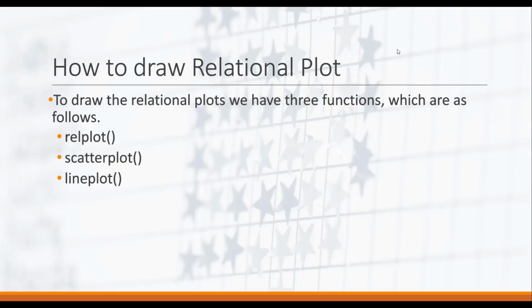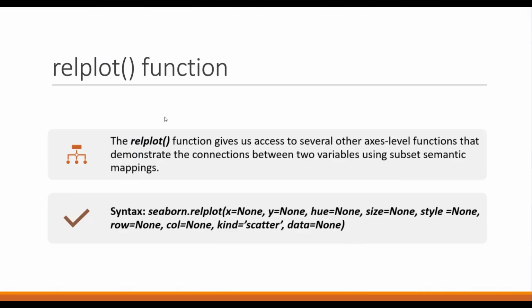So now we will learn how we draw it in the Seaborn library. To draw relational plots we have three functions. The first one is the relplot function, the second one is the scatterplot function, and the last one is the lineplot function. We will discuss each of these functions in detail with the help of examples also. So let's start with the relplot function.